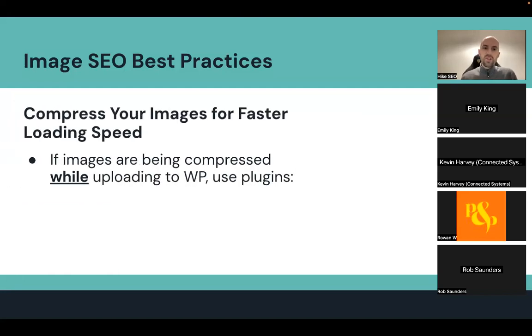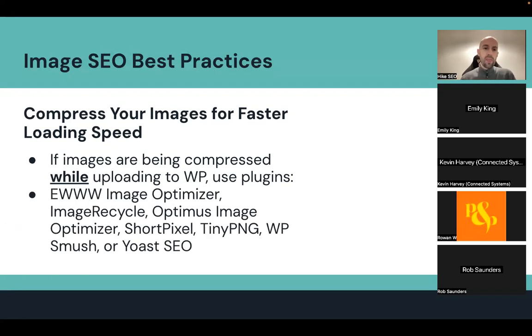If the images are being compressed while uploading to WordPress, let's say you use WordPress as your CMS, you can use the following plugins, which are great. EWWW Image Optimizer, Image Recycle, Optimus Image Optimizer, Short Pixel, Tiny PNG, and WP Smush, or Yoast SEO. All of those are great.